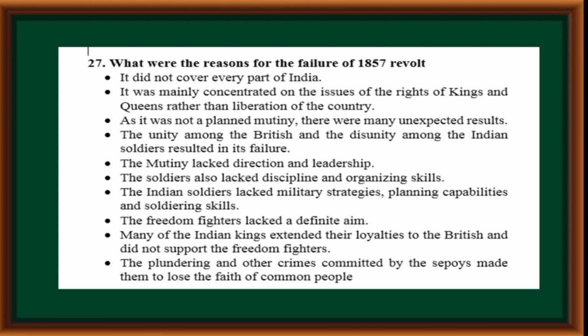What were the reasons for the failure of the 1857 revolt? It did not cover every part of India. It was mainly concentrated on the issues of the rights of kings and queens rather than the liberation of the country. As it was not a planned mutiny, there were many unexpected results. The unity among the British and the disunity among the Indian soldiers resulted in its failure.